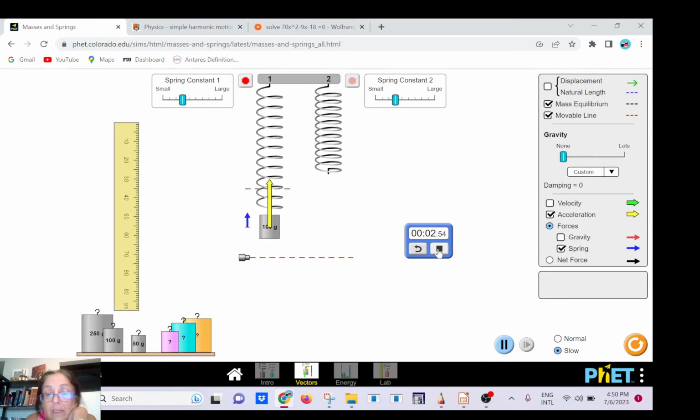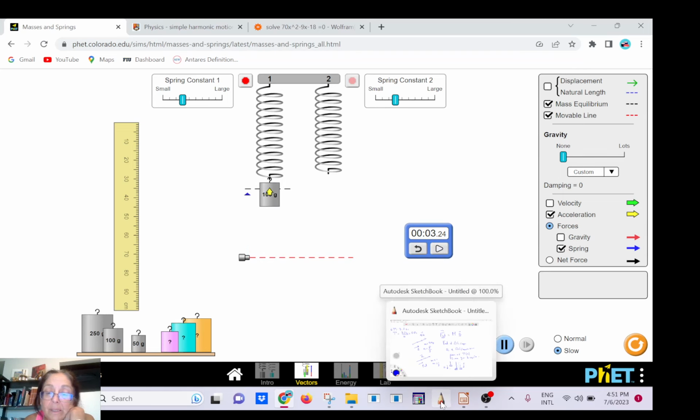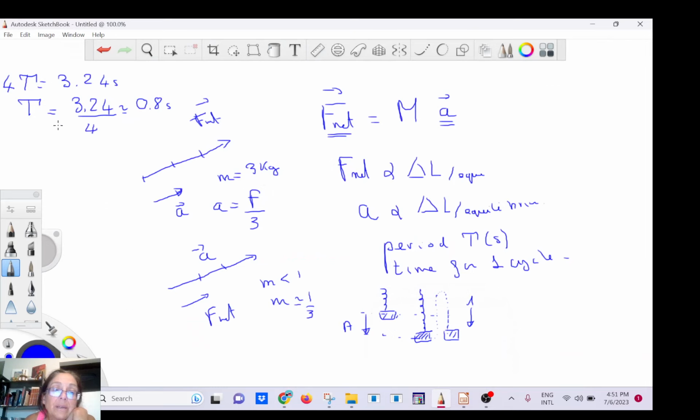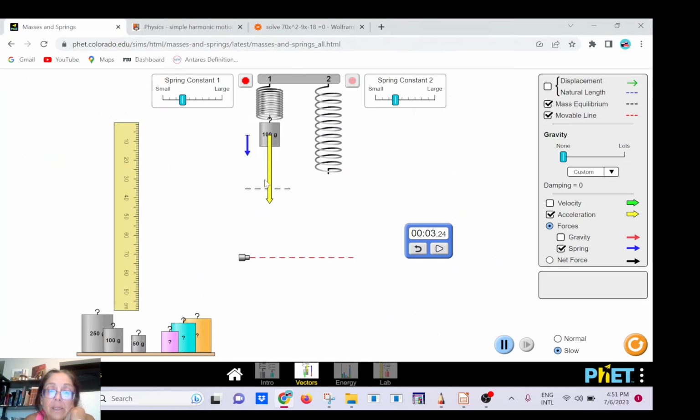3. 4. Boom. 3.24. So what does it mean? It means that the period does not depend on the amplitude. Okay, so it means I can make a very small amplitude.